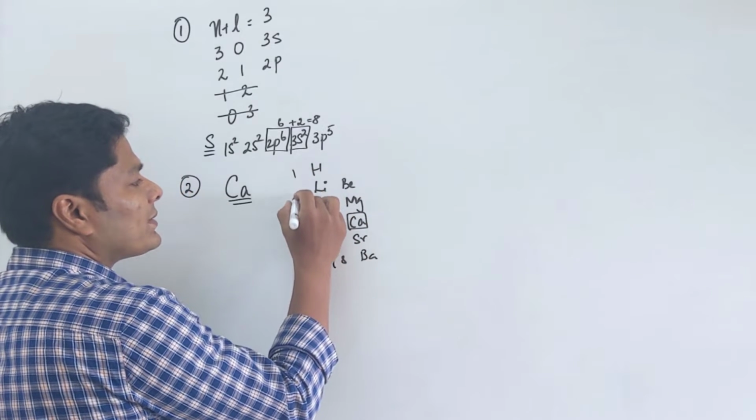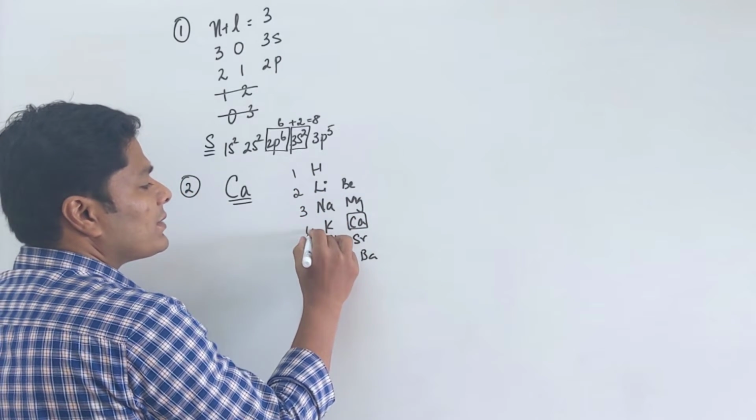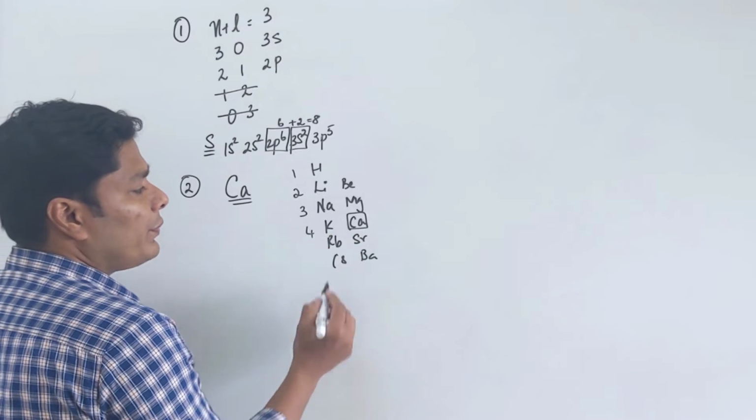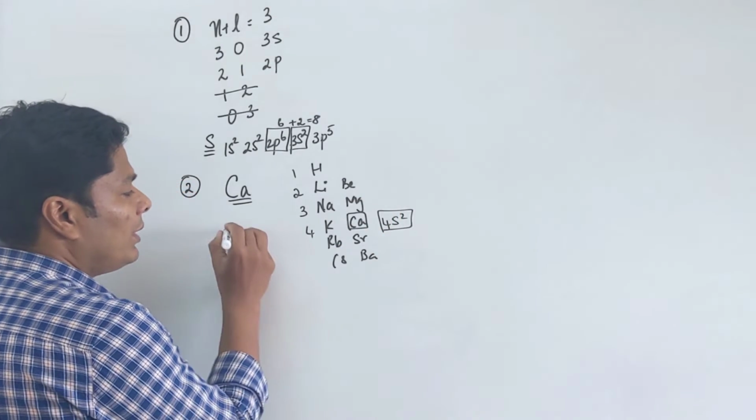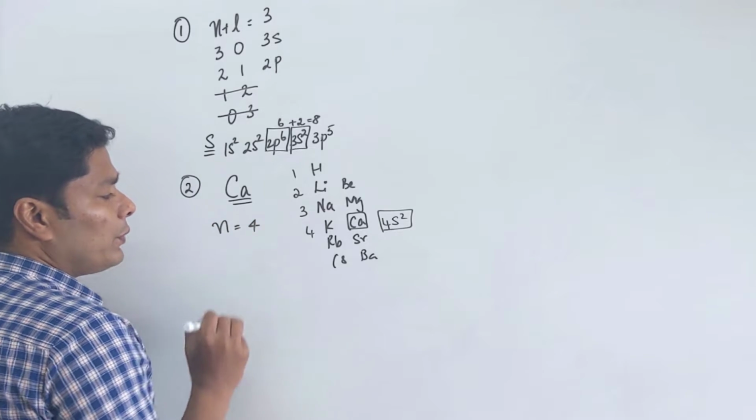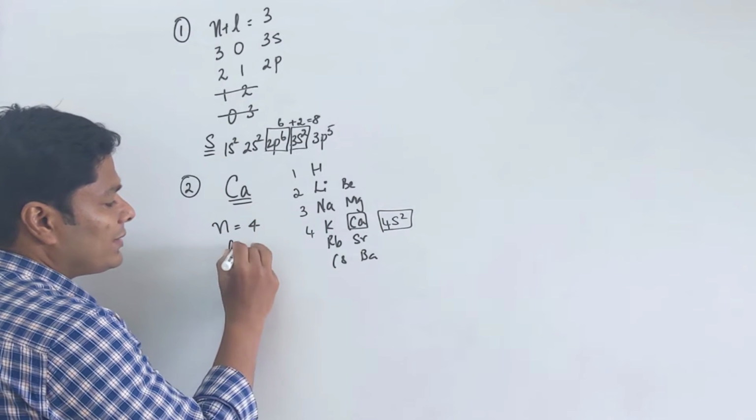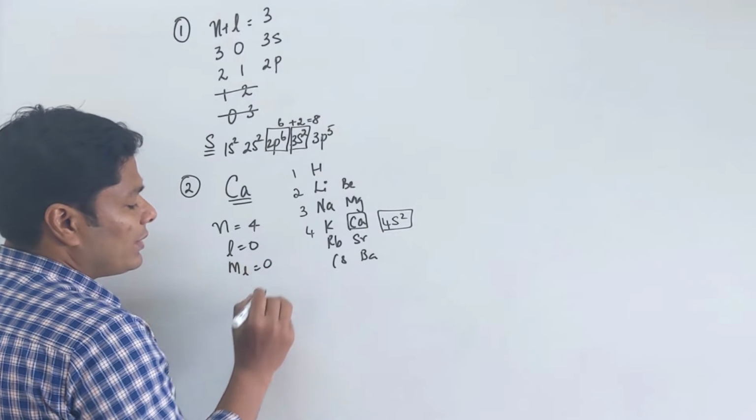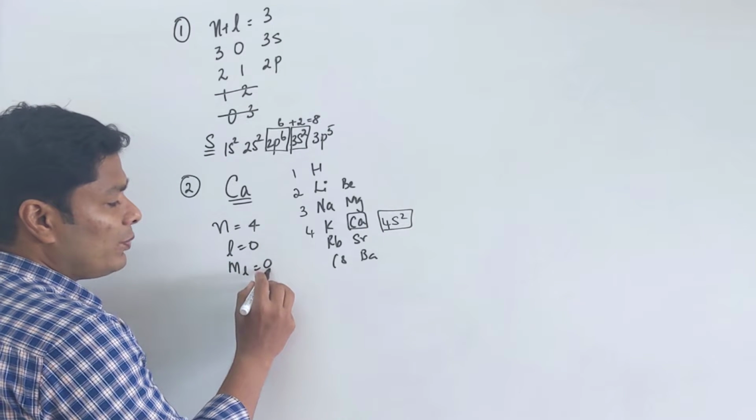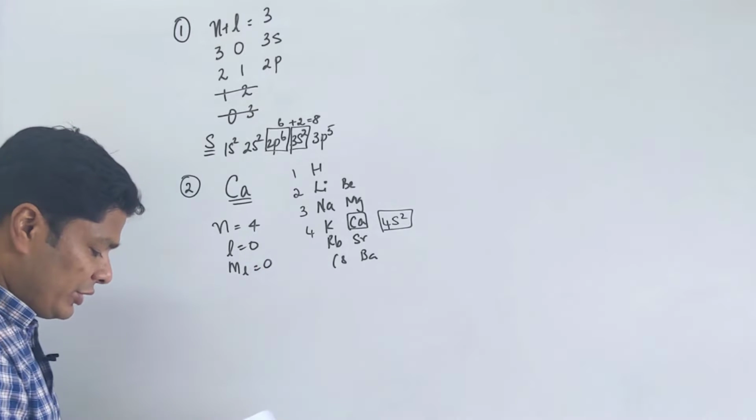So this is 1s, 2s, 3s, 4s. So I know it is 4s. Calcium has 4s2 as its outermost electronic configuration. So n is 4, correct? L is 0 because it is an s orbital. Ml is 0, because L is 0 means Ml has to be 0.